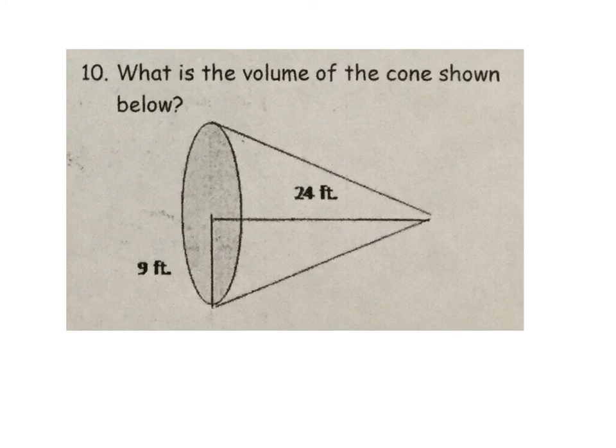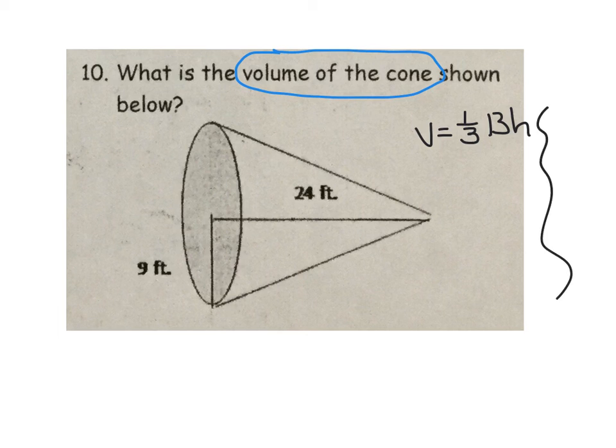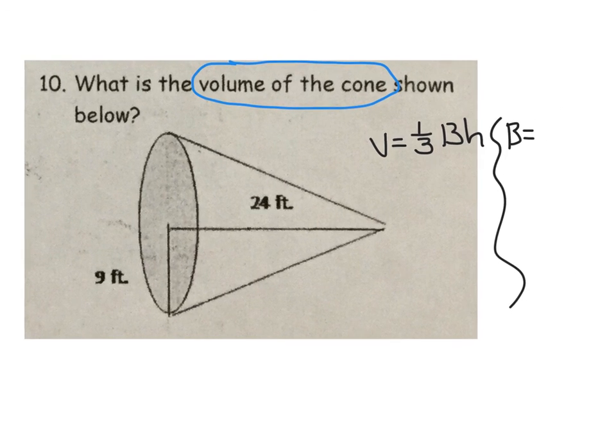And then last, number 10, what is the volume of the cone shown below? So volume of the cone again. Our formula again will be volume equals 1/3 area of the base times the height. Before we do that, we have to find area of the base, which is pi times the radius squared. All right, so go ahead and do that.